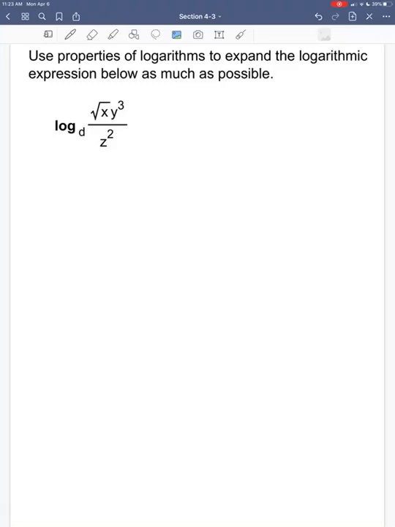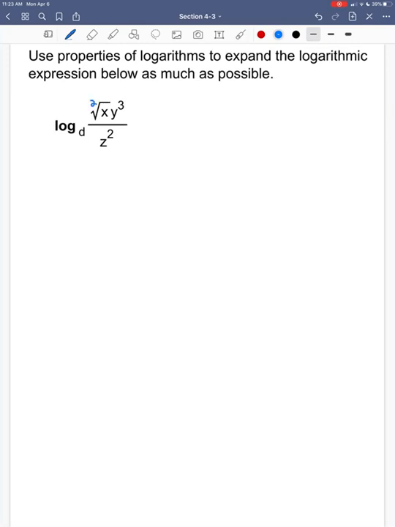The directions say to expand the logarithmic expression below as much as possible. That means I want to break this up into separate logarithms. When I look at this problem here, the first thing I see is I've got a square root. When I'm doing these properties of logarithms and working with roots, I really want to think of roots as rational exponents. Remember, there's really a little 2 as my index here.